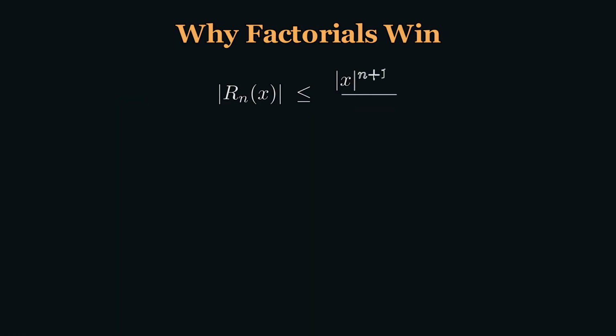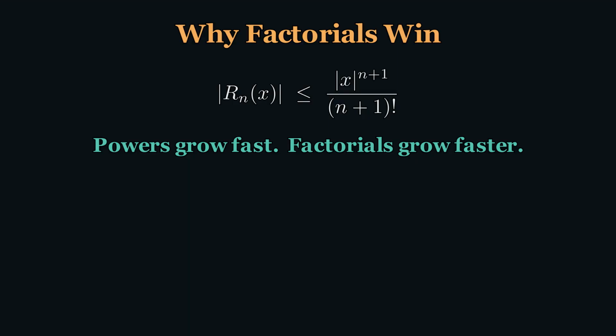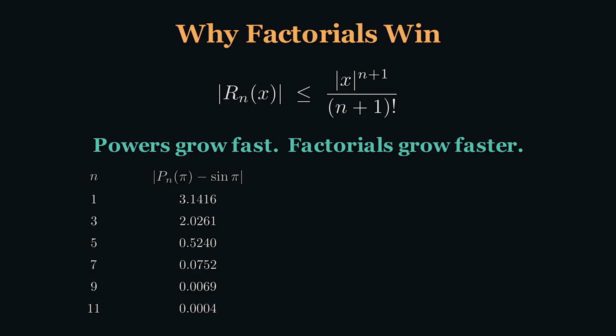Why does it always win? The error after degree n is controlled by one simple bound: the next power of x divided by the next factorial. Powers grow fast. Factorials grow faster. At x equals pi, watch the error collapse. By degree 7, it is under 1/10. By degree 11, below 1/1000th.